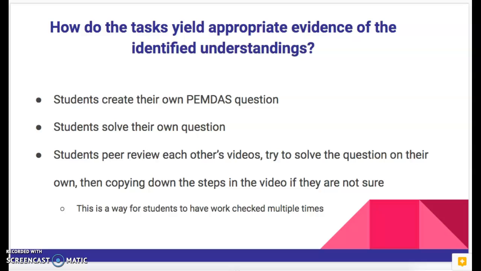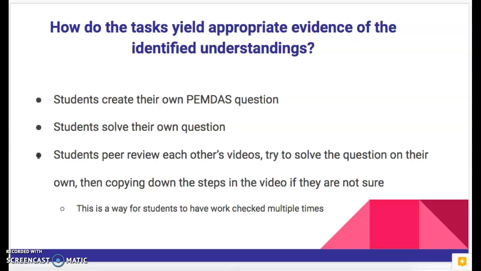So to answer the question, how do the tasks yield appropriate evidence? Well, students were creating their own PEMDAS question, not doing one given by me. They then had to solve their own question. So they had to show their work with that aspect. Then again, going back, like I said, students had to peer review each other's videos and try to solve.